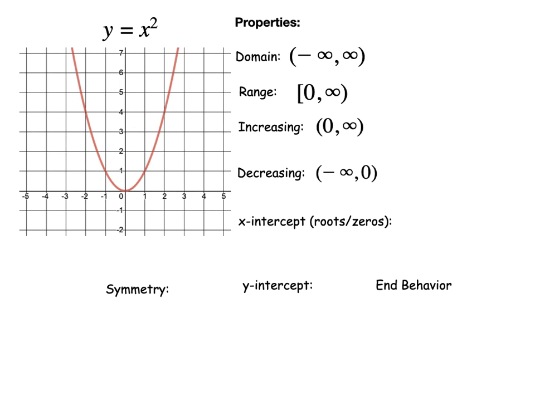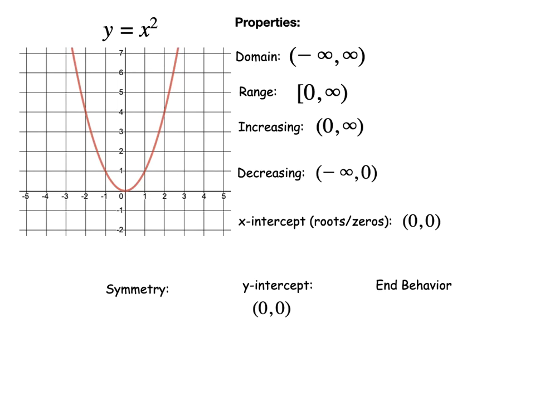It's important that when you write it in these brackets or parentheses, they're in order from the smallest to biggest. So for decreasing, you wouldn't want to say from 0 to negative infinity, because negative infinity is obviously smaller than 0. So it's always in order, negative infinity to 0. The x-intercepts, sometimes I'll refer to them as roots or zeros. Hopefully you can see that it's (0, 0), the same thing as the y-intercept.